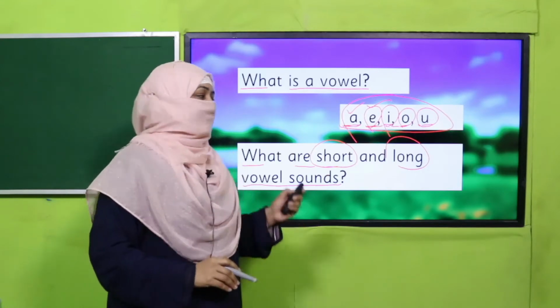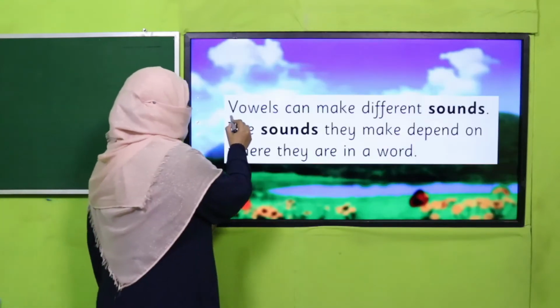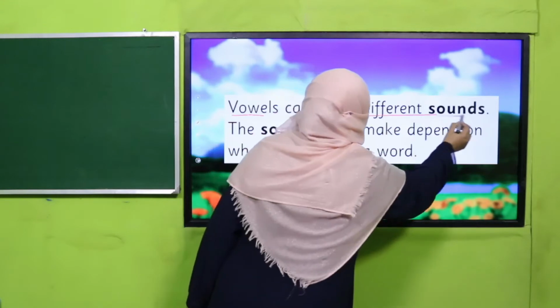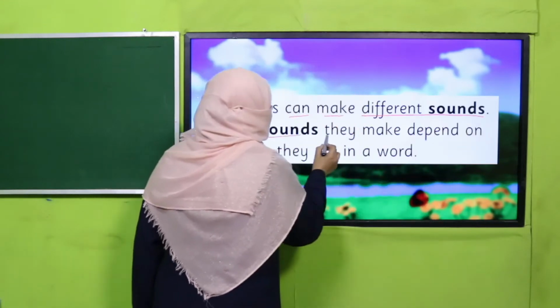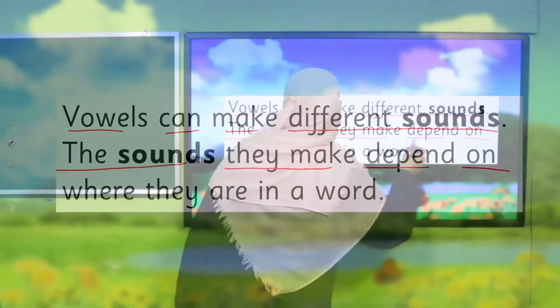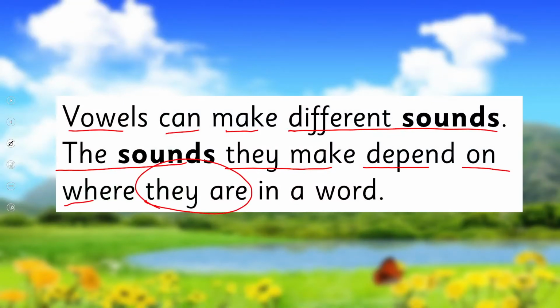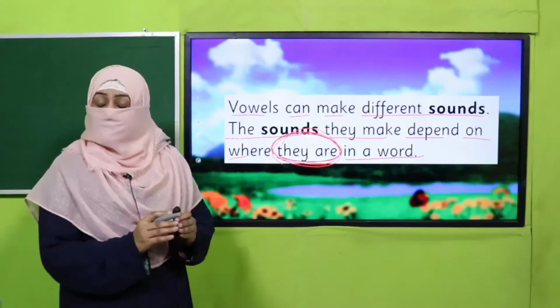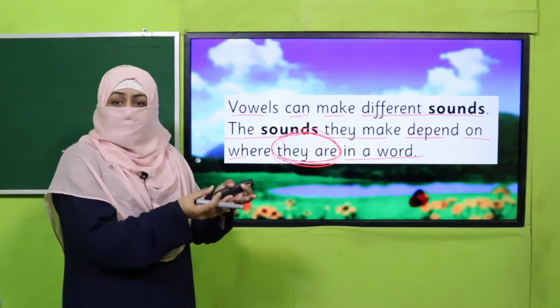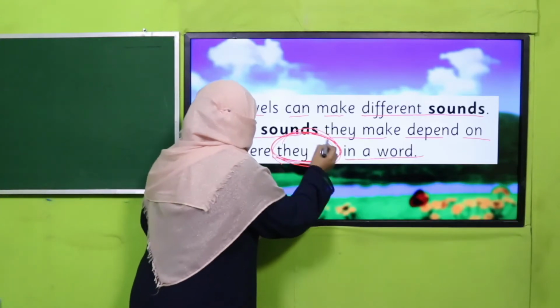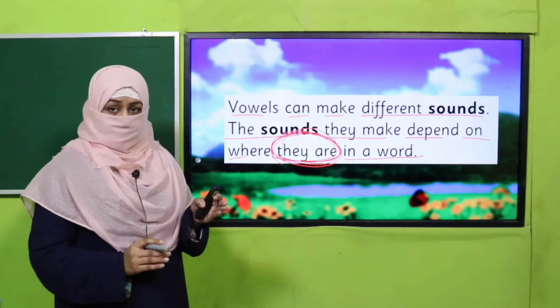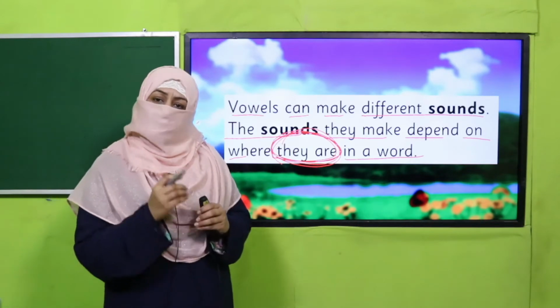Why does it happen? Basically, vowels can make different sounds. The sounds they make depend on where they are in a word. Basically, the placement of the vowel decides its sound. It depends where the vowel appears in a word, then we'll decide if it's short or long. So there are a few rules for it which I'm going to tell you.